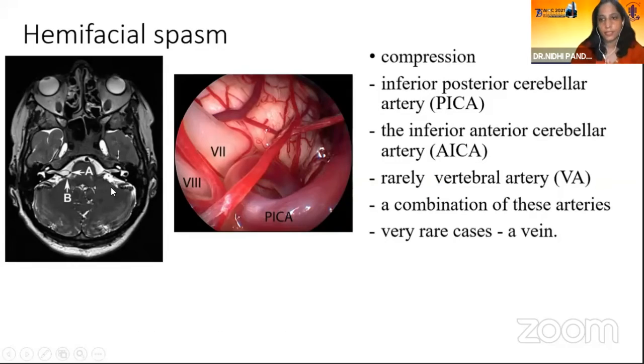A common clinical entity we come across is the hemifacial spasm, where the nerve, when it is exiting through the brainstem, is commonly affected by a loop of the posterior inferior cerebellar artery or the anterior inferior cerebellar artery or the vertebral artery, a combination of these, and very rarely a vein.